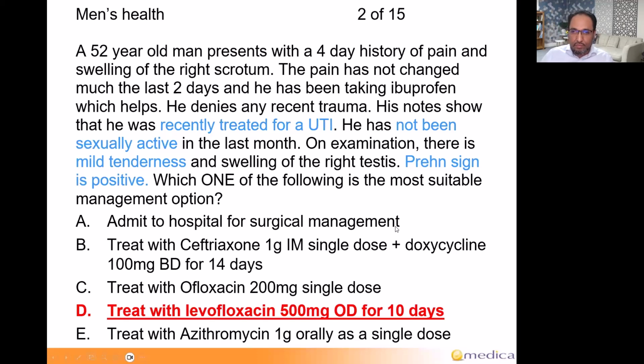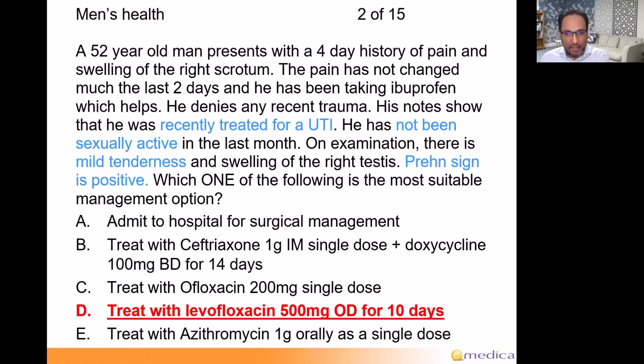Okay, now the other useful clue is that he's recently had a UTI and hasn't been sexually active for a significant amount of time, for at least the last month. Okay, why is that useful? Because you can get epididymo-orchitis. It can be caused by different organisms.